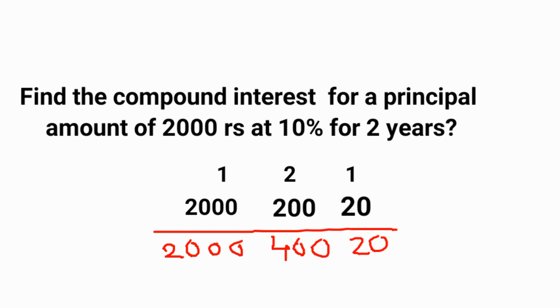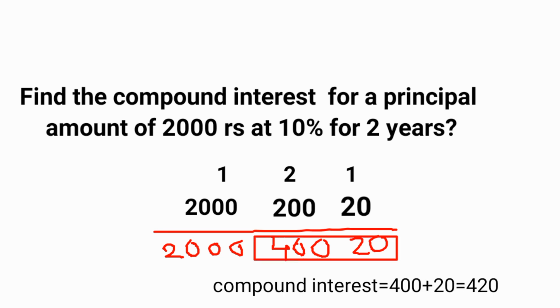So, in our question, we are asked to find out the compound interest. So, what you have to do is just leave the first column and add the values in the rest of the columns. Here, there are 2 columns left. So, the answer will be 400 plus 20, that is 420.